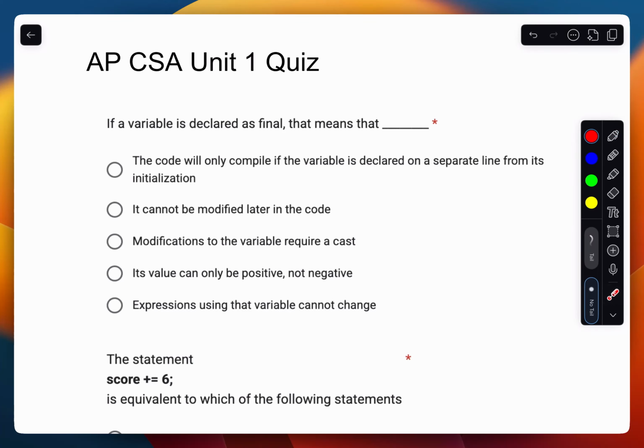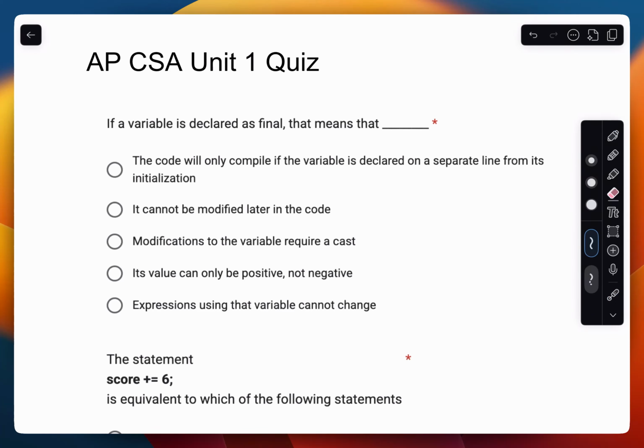So if a variable is declared as final, that means that blank. So this is really just a vocab question. And I'm going to explain a little bit more than I would; you need to go a little bit faster when you're taking this quiz in class, or on the exam. But here we go. So the code will only compile if the variable is declared on a separate line from its initialization. That doesn't make any sense.